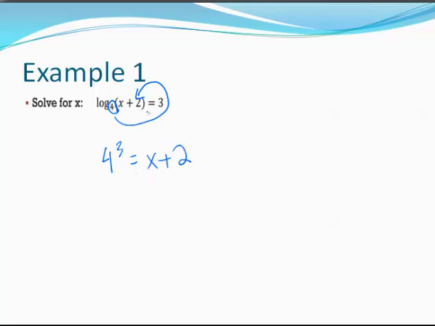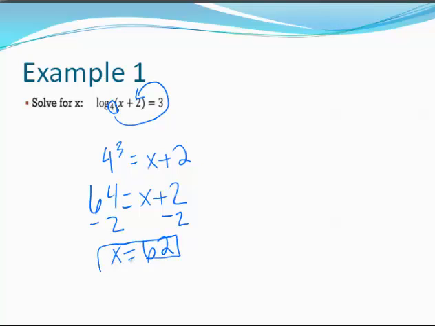Now, we don't have a logarithm anymore, so all we're going to do is simplify. 4 to the 3rd is 4 times 4 times 4, so 4 to the 3rd is 64, which is equal to x plus 2. Now we just have a simple solving for x problem. I'm going to subtract the 2, so x is equal to 62. And that would be your answer. Pretty simple stuff. Let's see a second example.